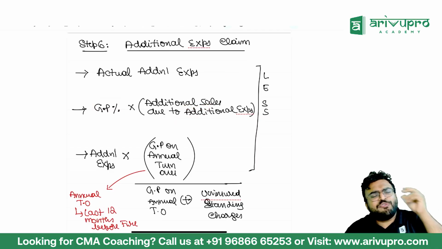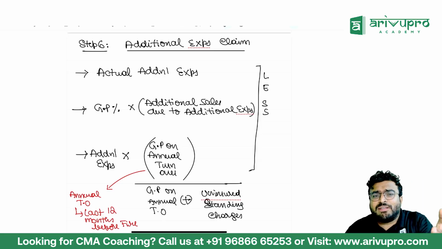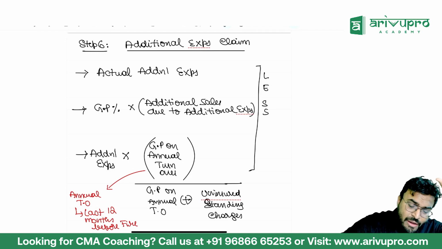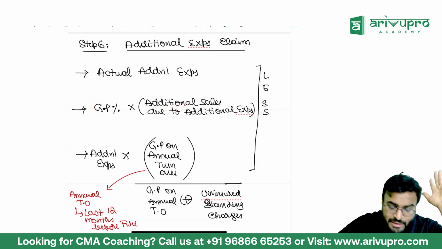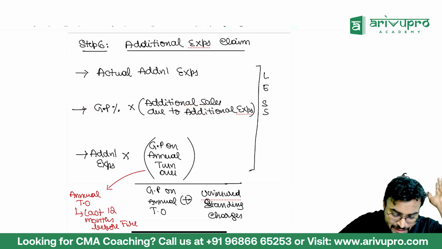They will tell you that if you had not made this expense, your sale would be only 60,000. Now your sale is 1 lakh. That means you made an extra 40,000 of sales because of this additional expense. Multiply the gross profit percentage on that: gross profit percentage into additional sales due to additional expenses.